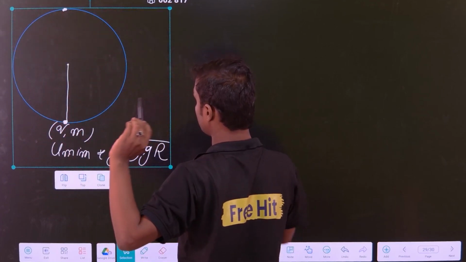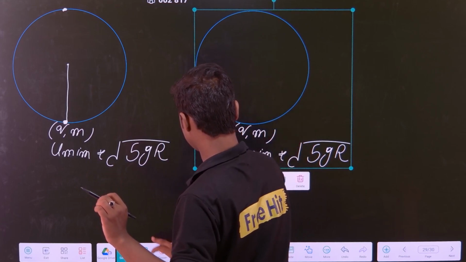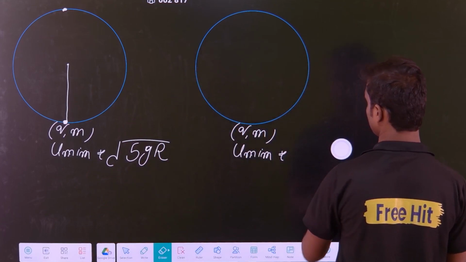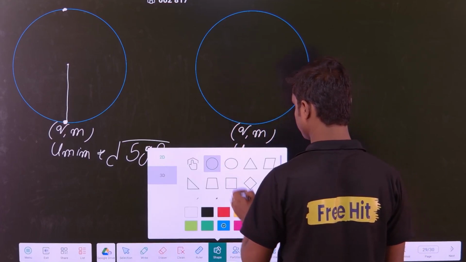This is the thing which you know in class 11th. Now I am trying to do some changes here. What are the changes? Now I can frame one more question.